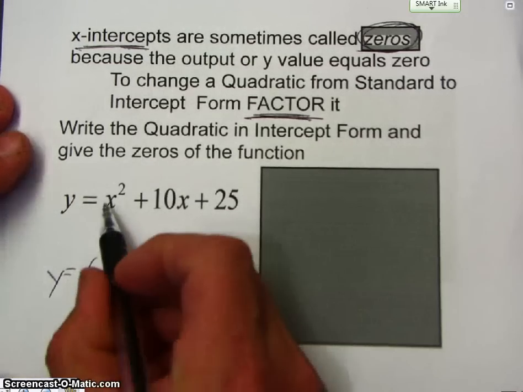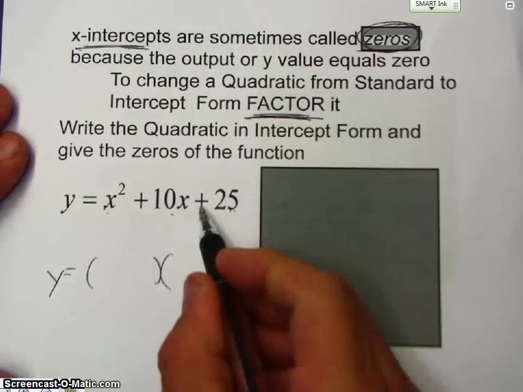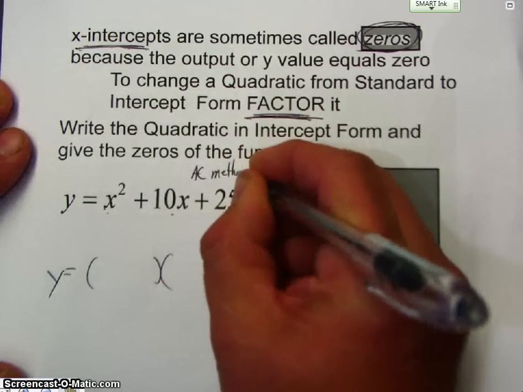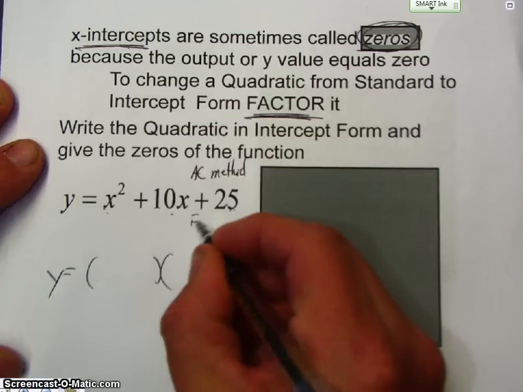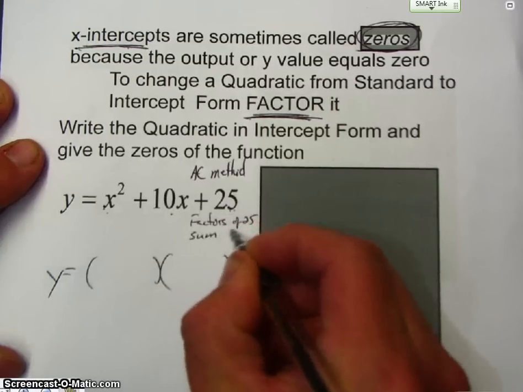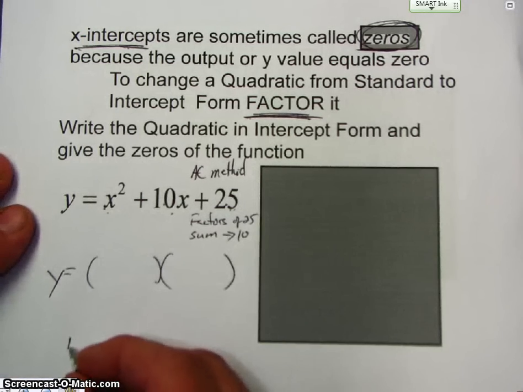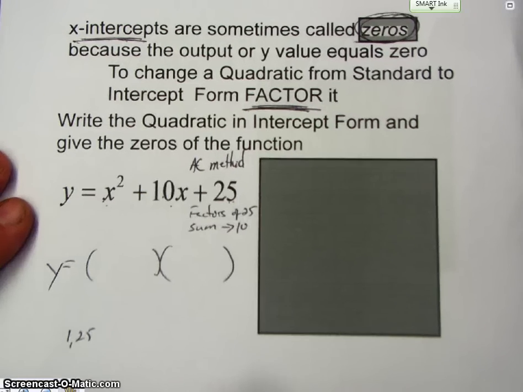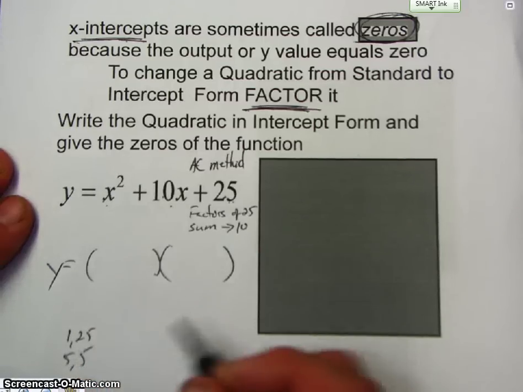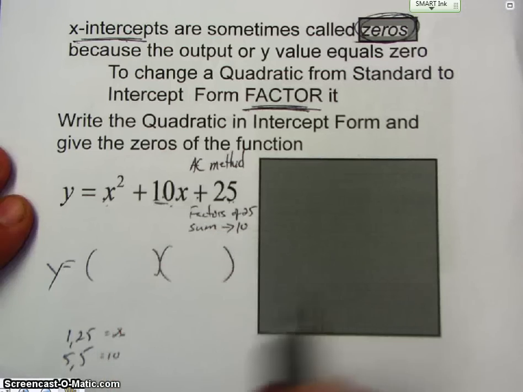This is a trinomial, or 3 terms. There's no GCF, so we use the AC method, which states factors of 25, and I want the sum that will give me 10. The factors of 25 are 1 and 25, and 5 and 5. Adding 1 and 25 gives me 26. 5 and 5 gives me 10, and I want 10. So therefore it's 5 and 5.